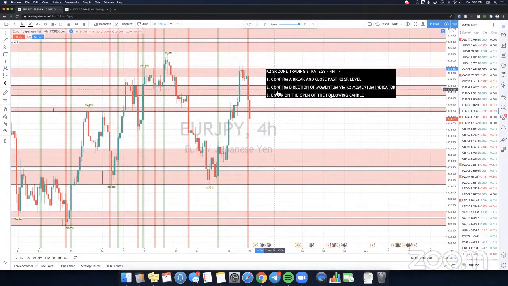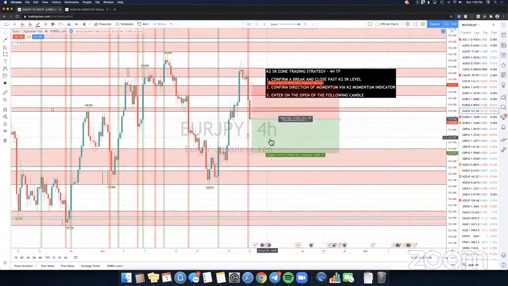So using that, you're going to make sure you look at the K2 momentum indicator. We have momentum coming down right here. So the first two requirements have been met. Once those have been met, you can enter on the open of the following candle. So we would enter right here, short position. So this would be an entry here.